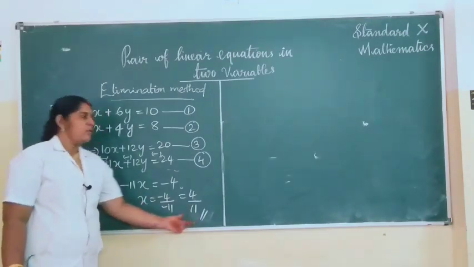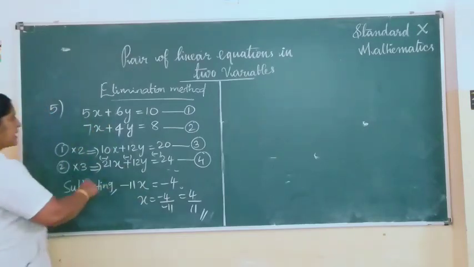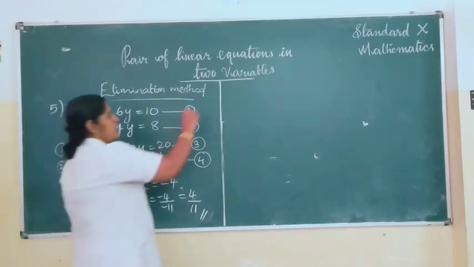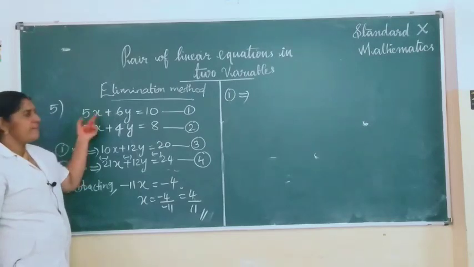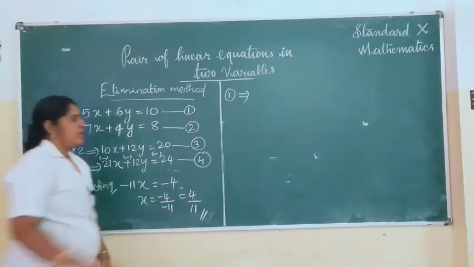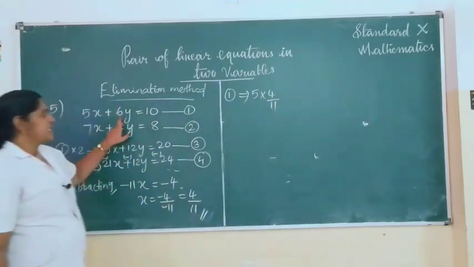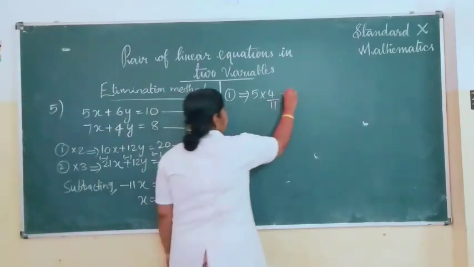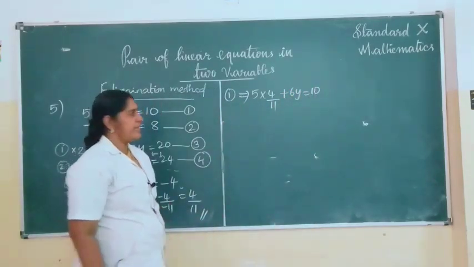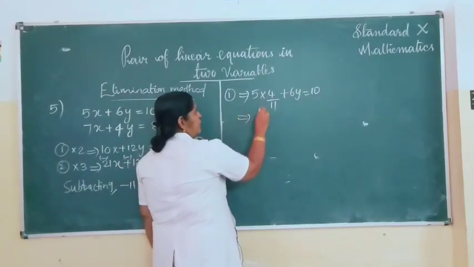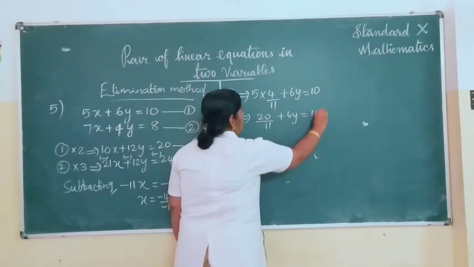Now use this value in any one of the equations, and you will get the value of y. So I am taking equation number 1. Equation number 1 implies 5x. So 5 into the value of x, so 5 into 4 by 11, plus 6y equal to 10. Now you only need to do the simplification. This implies 5 into 4 is 20 by 11 plus 6y is equal to 10.